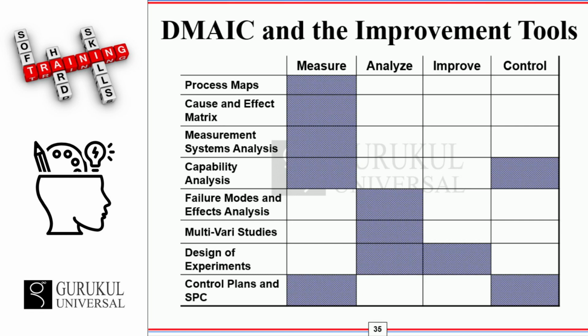This diagram provides a wide-ranging look at these tools, comprising of measure, analyze, improve, control, process maps, cause and effect matrix, measurement systems analysis, capability analysis, failure modes and effects analysis, multi-vari studies, design of experiments, control plans and statistical process control. Utilize these to unlock the capability of your organization and take your leadership capabilities to the next level.